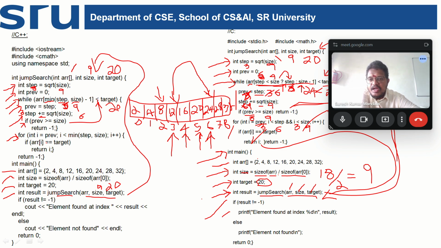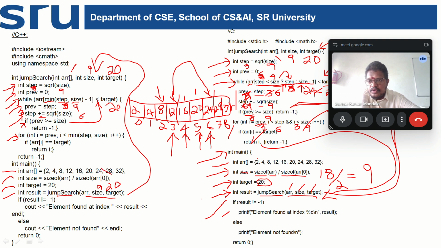ARR of 3. What is the value? 12. Is 12 equal to the target, 20? No. The condition is false. Again I plus plus. What is the I value now, when I plus plus is encountered? 4. Is 4 less than 6? Yes. ARR of 4. What is the ARR of 4 value we are having? Here, 16. Is 16 equal to the target value 20? No. Again I plus plus. Now the I value becomes 5. ARR of 5 is 20, equal to the target, and the target is found.